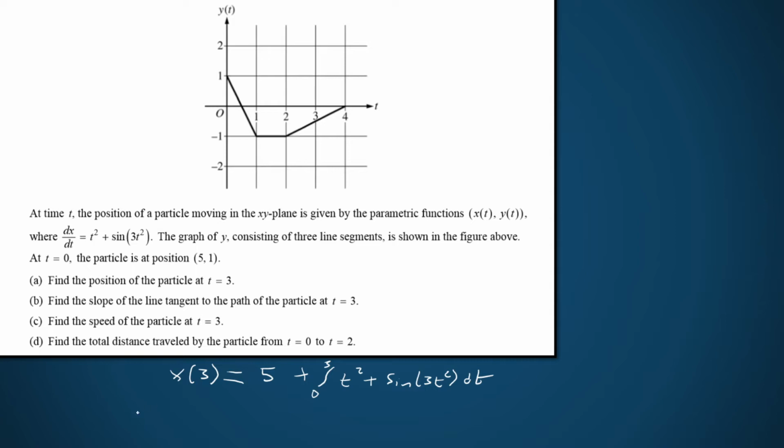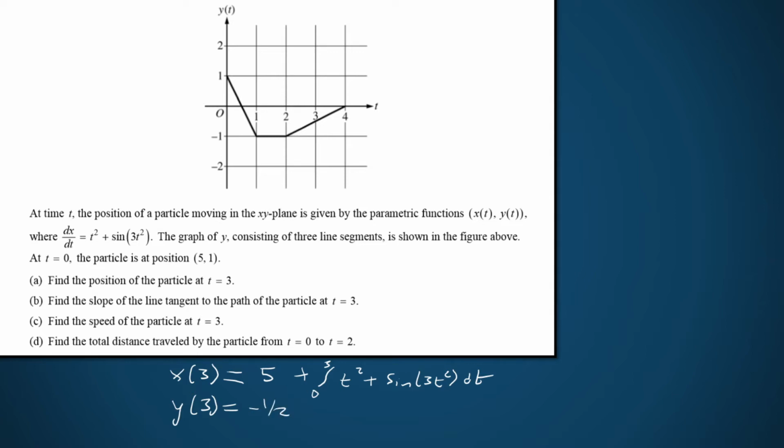All right. And then what about y at 3? Oh, it's just the graph, a point of the graph. Just the graph. Okay, you're right. So this is just the y value of the graph, which is minus 0.5.